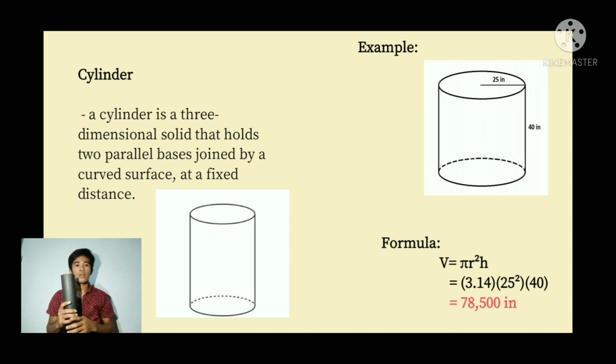So substitute. Volume is equal to the value of pi, which is 3.14, times the value of radius, which is 25 squared, times the value of height, which is 40. So all in all, 78,500 inches. That is the volume of the cylinder.